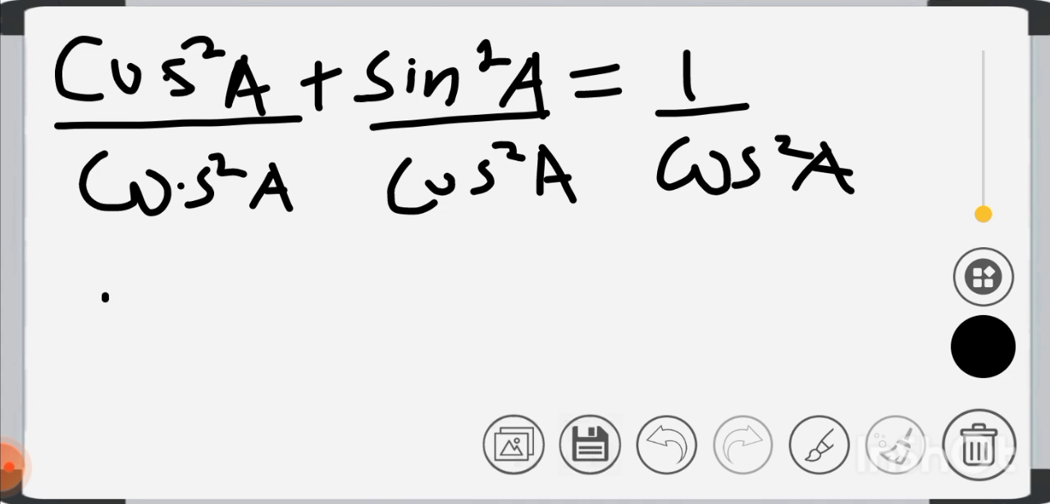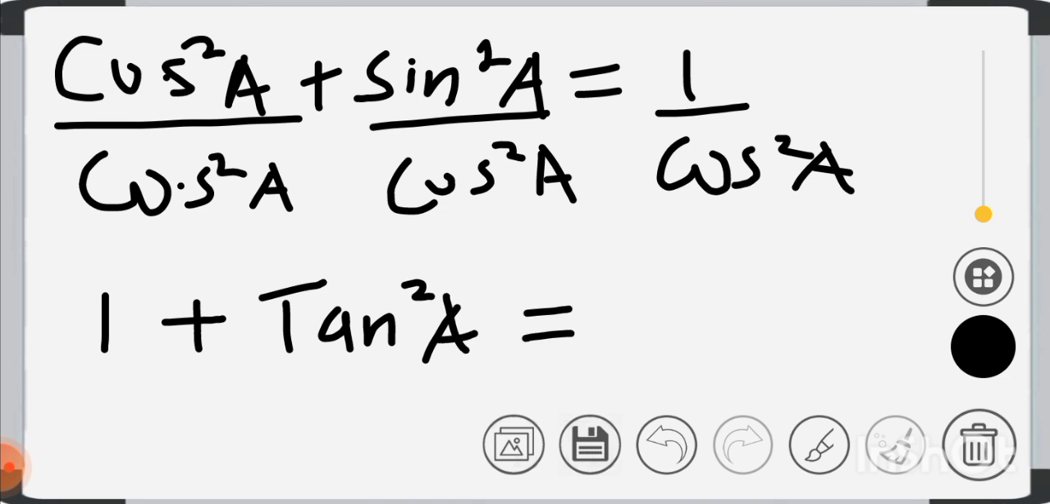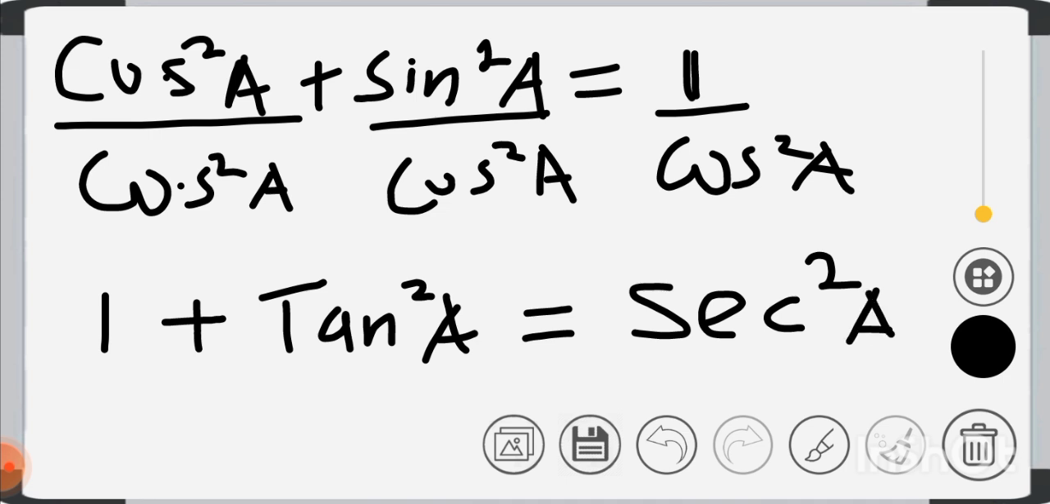This divided by this will give us 1 plus sine over cos. Remember, sine over cos is tan. So this will be tan squared a is equal to, this one will be sec. Remember, 1 over cos is sec. This one is carrying square, so sec squared a. So that means 1 plus tan squared a is equal to sec squared a.